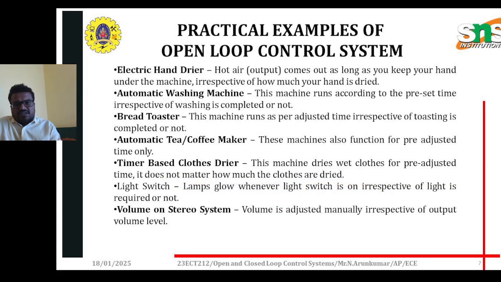Practical examples: electric hand dryer, automatic washing machines, bread toasters, because it is a one-way communication. Once you turn on the particular operation, it keeps working and giving the output. In a bread toaster, once you give the input to the machine, the bread is automatically toasted when pressing the machine. Automatic tea coffee maker is already a set machine, where the coffee level is assumed based on the users. Also timer based clock, and volume on a stereo system, which is also controlled by manual operations.